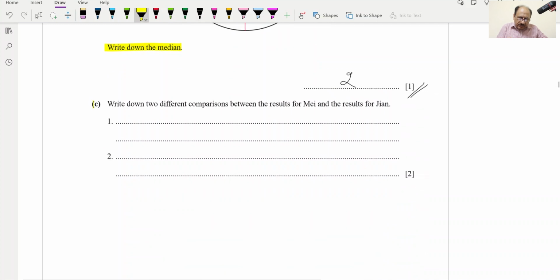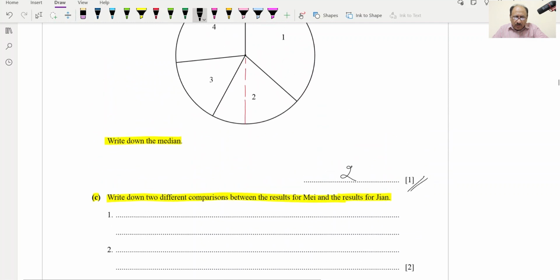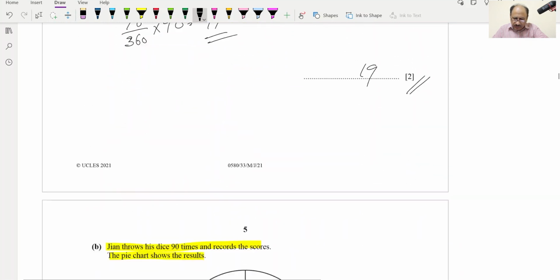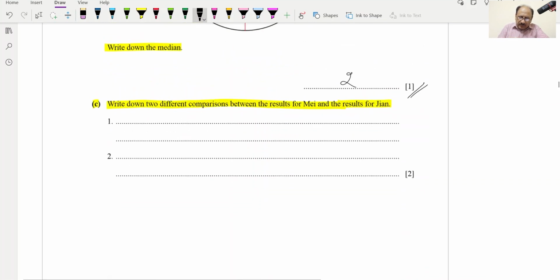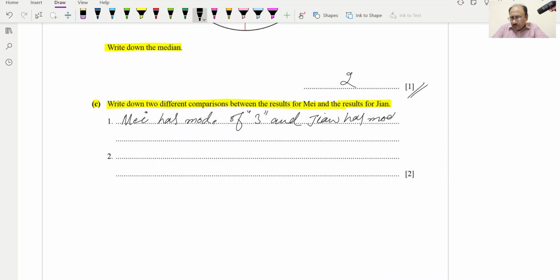And then C part, write down 2 different comparisons between the results for Mei and the results for Jian. So we will be writing for this. If we check the mode, in this case it is 3, whereas the mode in this case is 1. Most occurring is this one, which is 1. So we can write this difference. Mei has a mode of 3, and Jian has a mode of 1.